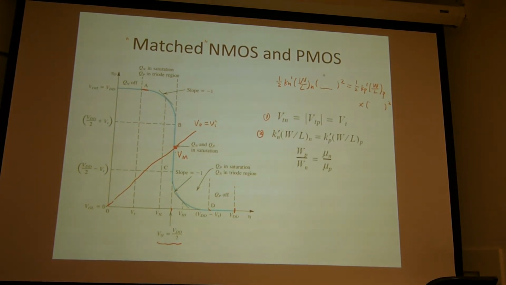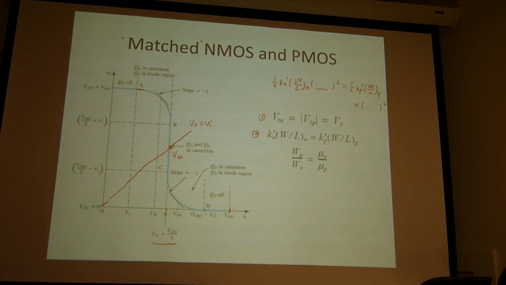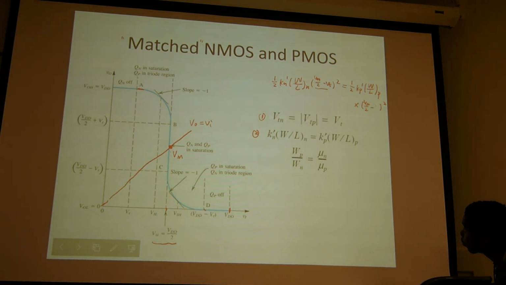Because here the VDS will become the same. VDS is half VDD for both. And VGS is also the same, because VGS will be half VDD. So it will be half VDD minus VT. And here it will be half VDD minus VTN and VTP. Of course, here we take the absolute value for the PMOS. So you want this to be the same. So in front of the voltage term, you want those to be the same.